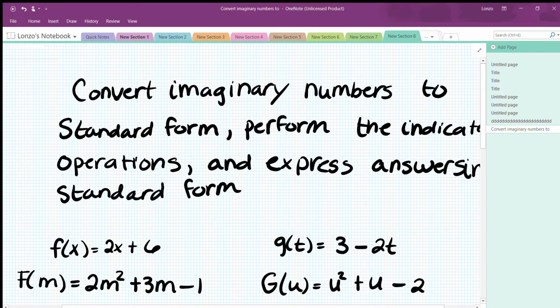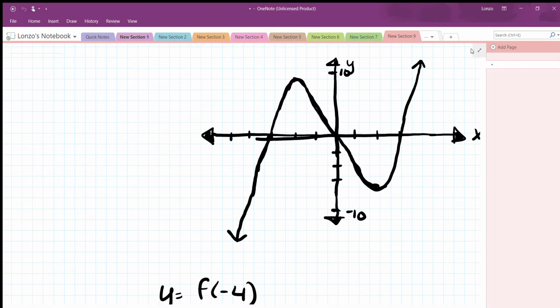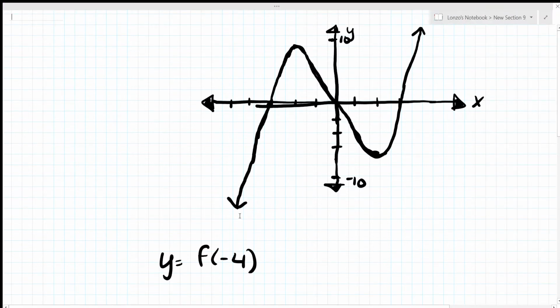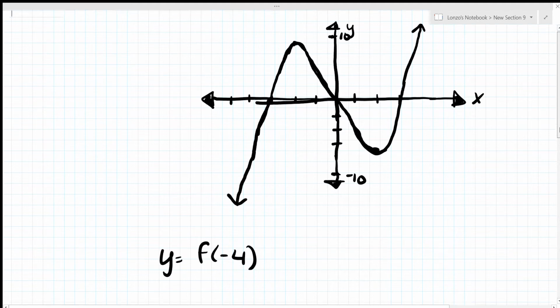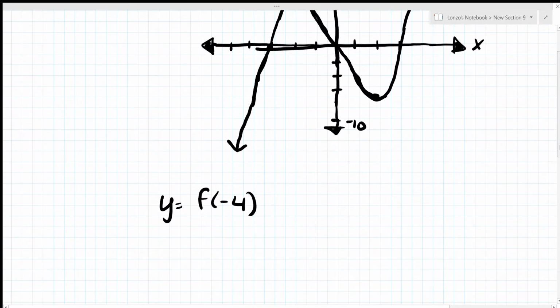I think we have one more. Oh yes, we have one more. Okay, so they give us a graph of this weird polynomial. So this is not to scale. So what are they saying when you have y equals f of -4? So what is that really saying? What you're saying is when you plug in -4, remember this is an x value, what is my y value? That's what they're saying.